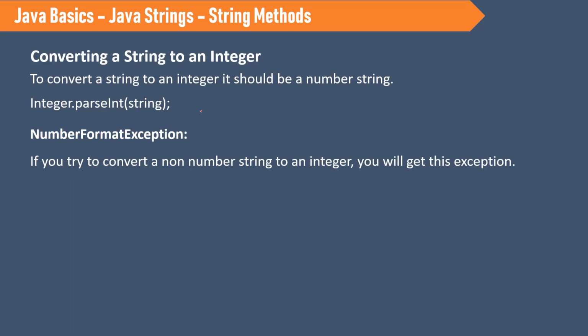Next one is converting a string to an integer. In this one, you have to remember one thing. To convert a string to an integer, it should be a number string. That means whatever string you have taken, it should be a number string, like 2 or 23 or something like this. Otherwise, if we use a character string, something like hello, and if you try to convert this character string into an integer, then you will get a NumberFormatException.